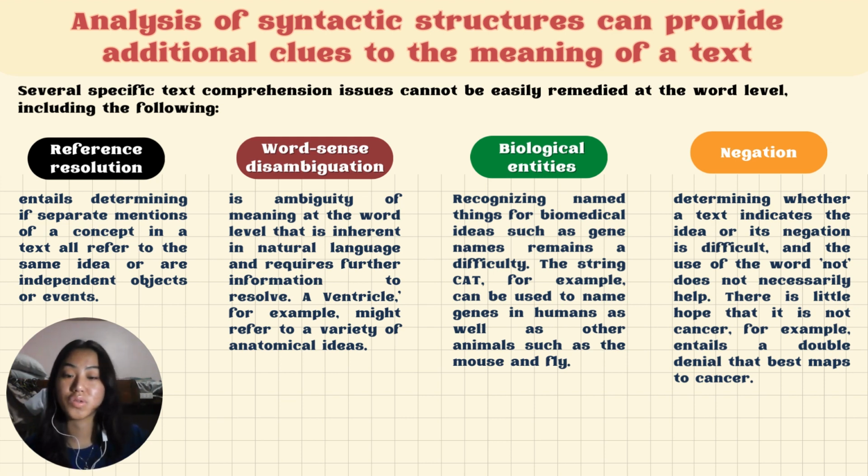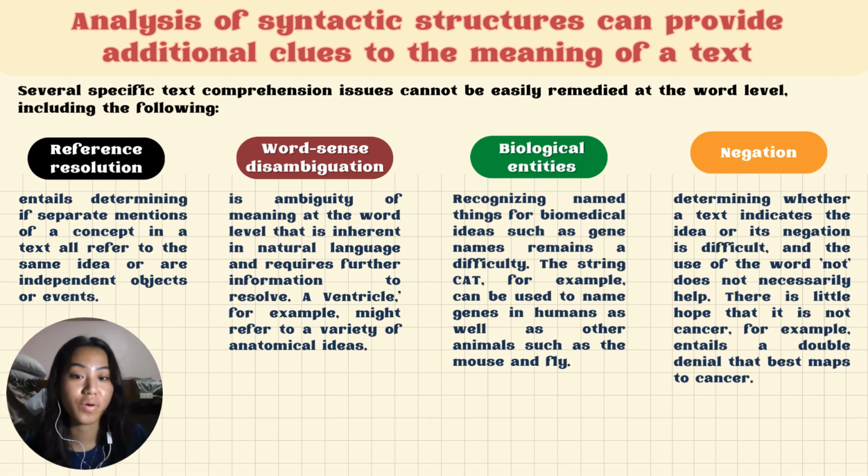First is reference resolution. Reference resolution entails determining if separate mentions of a concept in a text all refer to the same idea or are independent objects or events. Second is word sense disambiguation. Word sense disambiguation addresses ambiguity of meaning at the word level that is inherent in natural language and requires further information to resolve. A ventricle, for example, might refer to a variety of anatomical ideas. Third is biological entities.